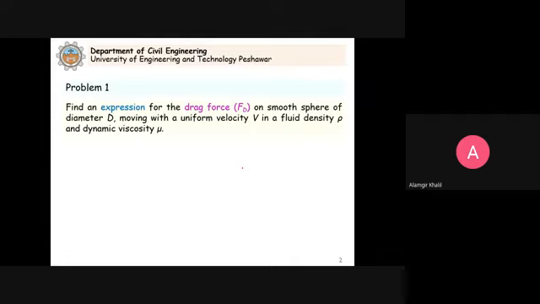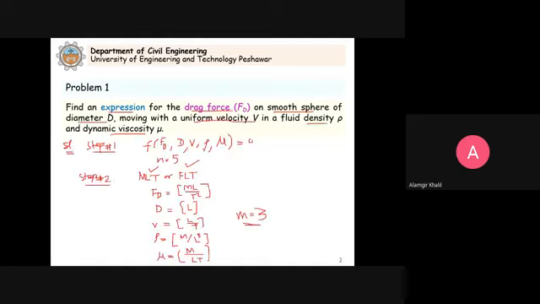Clear? So the problem statement was to find an expression for the drag force on a smooth sphere of diameter d moving with a uniform velocity v in a fluid of density rho and dynamic viscosity mu. So now these parameters are given to us, and we have to use dimensional analysis to develop a functional relationship between the variables.